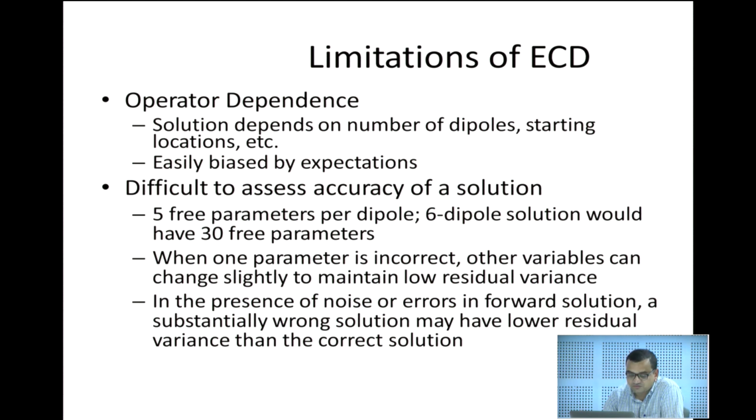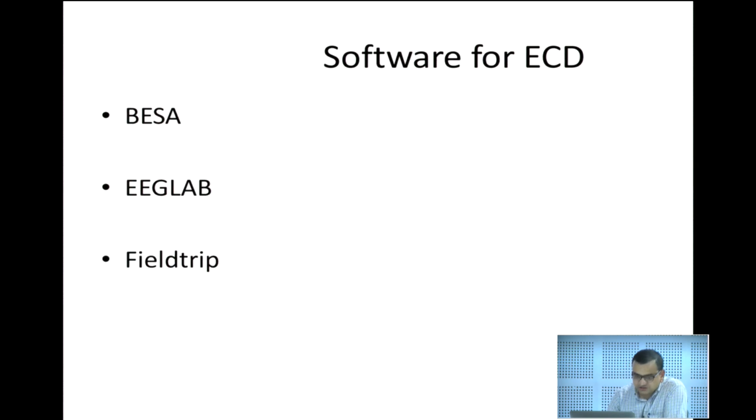On top of that, if you have noisy data, or errors in the forward problem solution, then even a substantially wrong solution can lead to a lower residual variance than a correct solution. It's mainly because your forward problem is wrong. So you are literally working on a wrong solution but you might still end up with a low residual variance. So here, low residual variance would not tell you anything about the actual locations or the appropriateness of the solution.